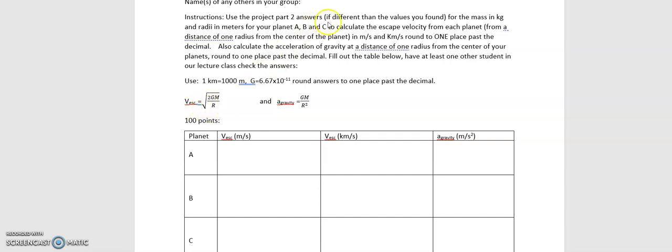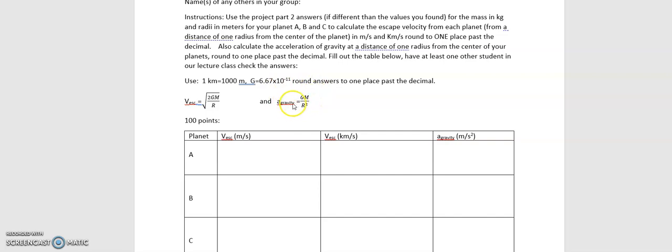That's what this thing up here is talking about, with a distance of 1 radius from the center of your planet. In this case that's what R is. So let's say you're right at the surface of the planet. You know the mass, you know the radius. You can calculate the escape velocity. It's very simple. It's the square root of 2 times big G, and big G is the universal gravitational constant. It comes from Isaac Newton. It's 6.67 times 10 to the minus 11th.